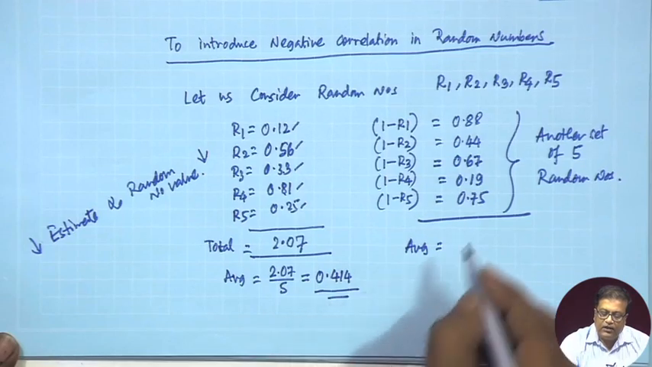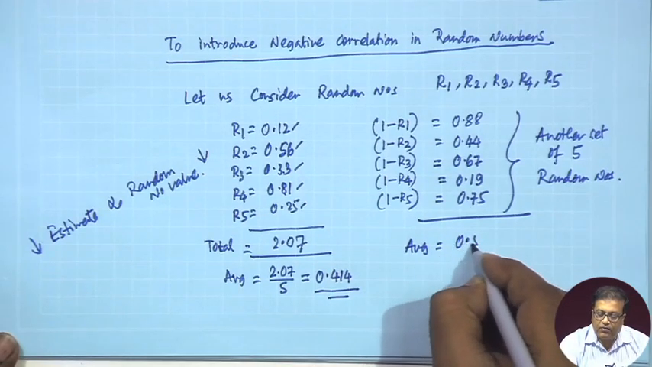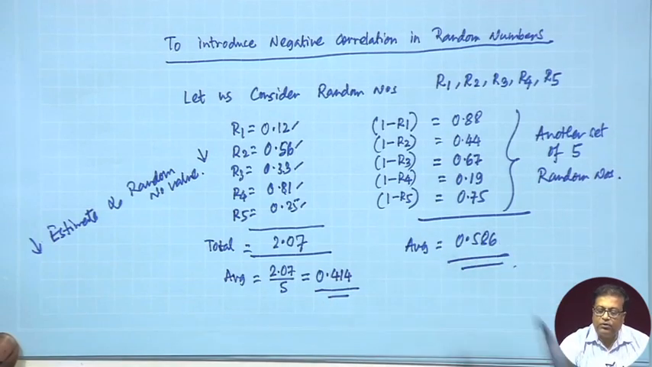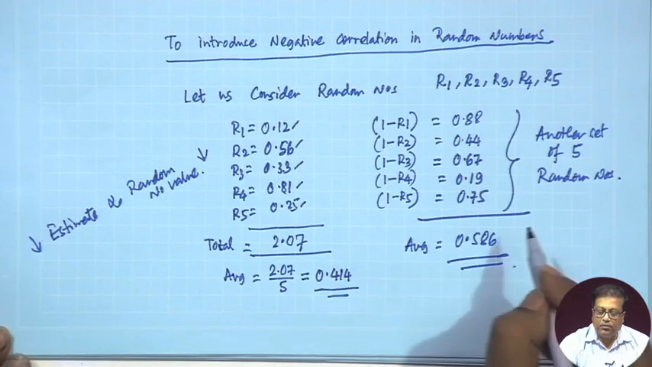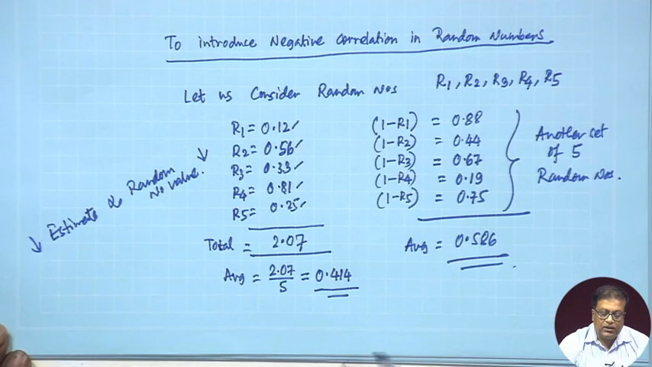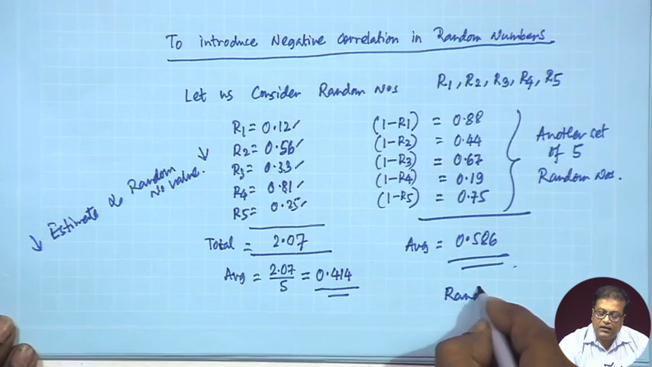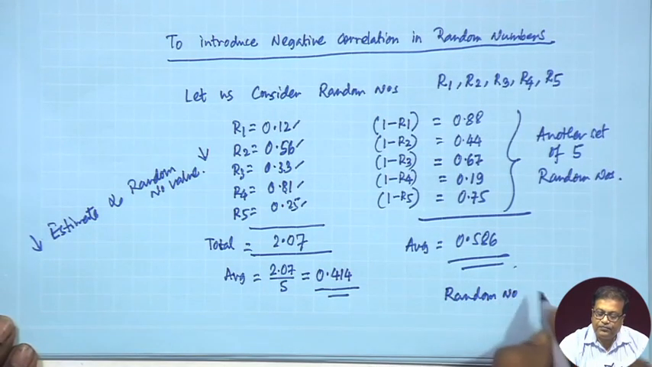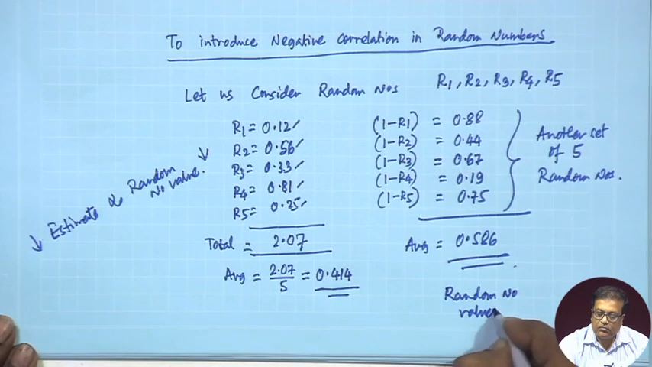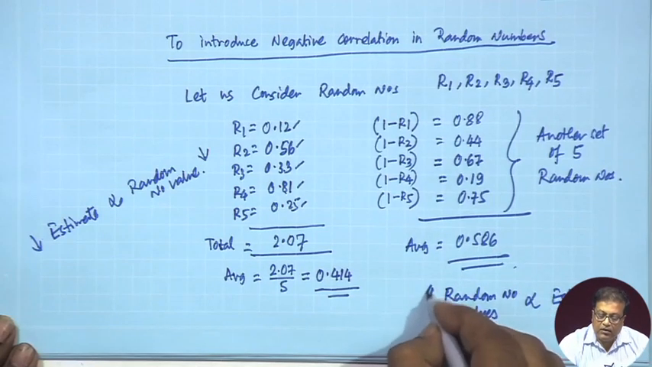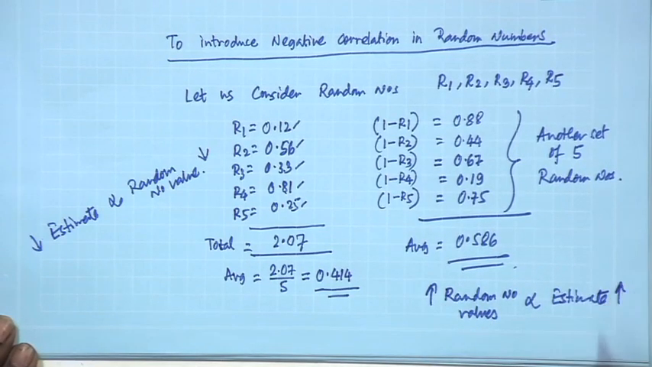It is not required to compute the total; we can directly write their average. Their average will be 0.586. How do I know? Because the average of the two should be 1, since their sums are all 1. So, you see these random number values are on the slightly higher side, above 0.5. So, the estimate will be on the higher side.